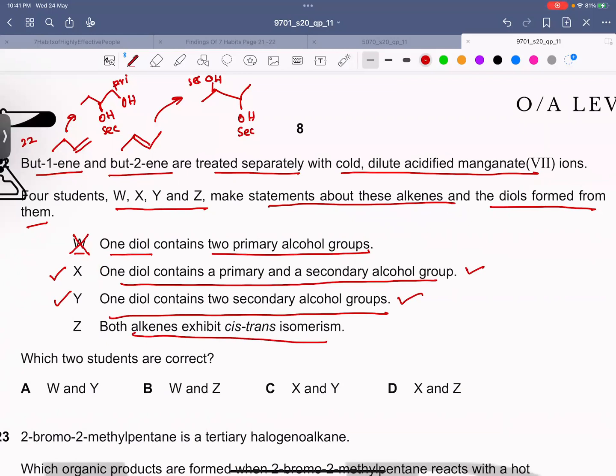Z: both alkenes exhibit cis and trans isomers. This one can exist as cis-trans isomers because each double bonded carbon has 2 different groups, but this one, because it's a terminal double bond, has a double bonded carbon with 2 hydrogens on it, so no cis-trans in this case. So that is wrong. Which 2 students are correct? X and Y, which means C is the correct statement. Statements A, B, and D are wrong. Is this clear to everyone? Yes.